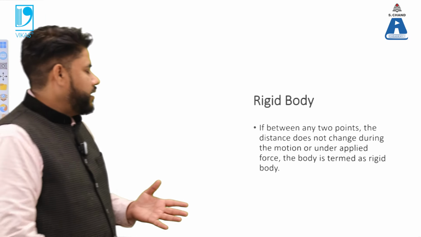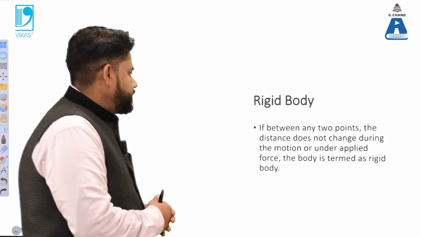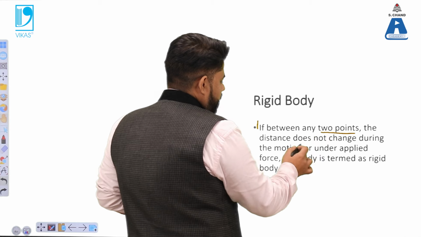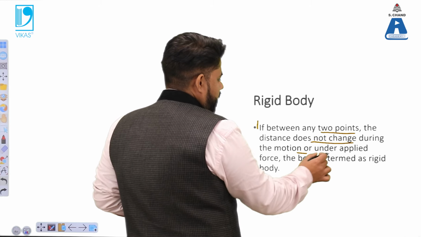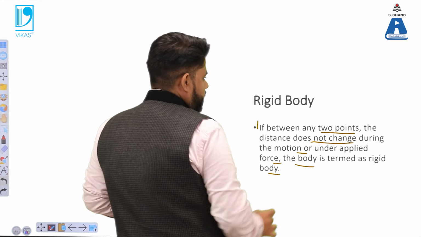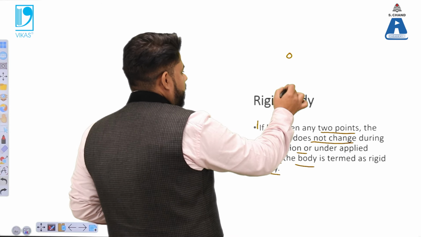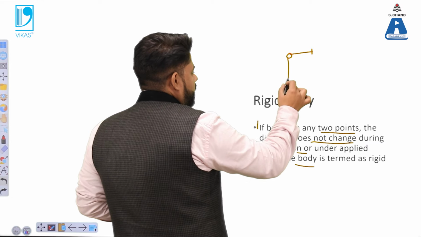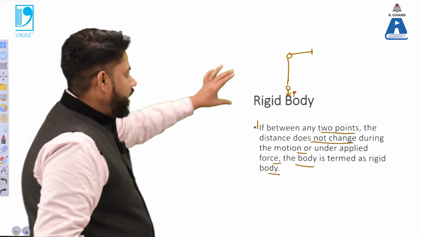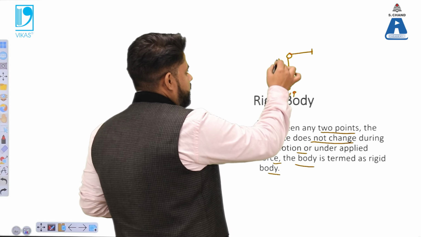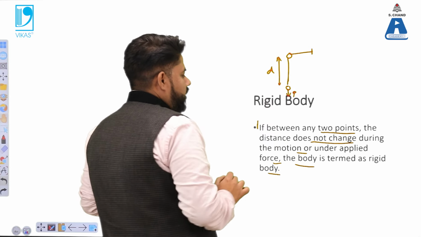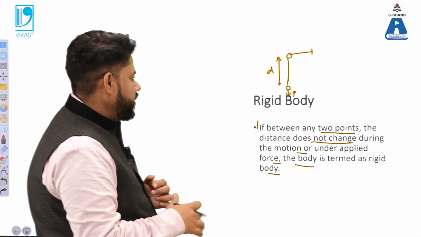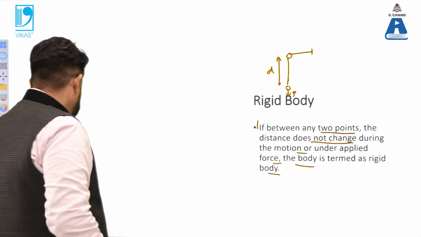Let us first understand what a rigid body is. If between two points the distance does not change during the motion and under the applied force, the body is termed as a rigid body. That means you have applied a force on a particular component, and the distance does not change for that particular body. So that body is termed as a rigid body under the application of a required force.